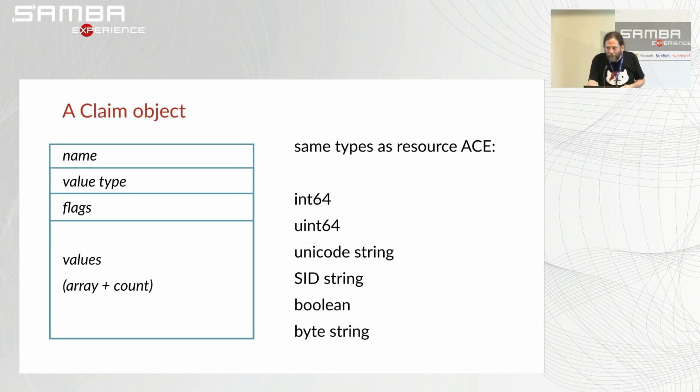So the claim object that you're dealing with, from our point of view so far, is just coming from the security token. It's got a name and a type and some flags, and then values, and they've got the same types as the resource ACE, which is not quite the same types as the conditional ACE, but they're close enough that mostly it won't matter.